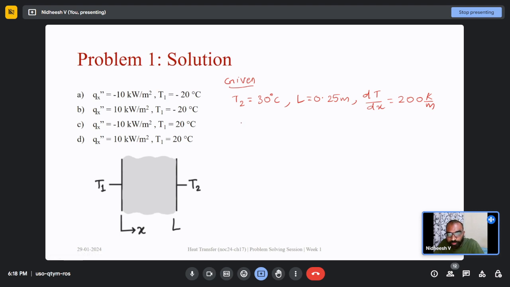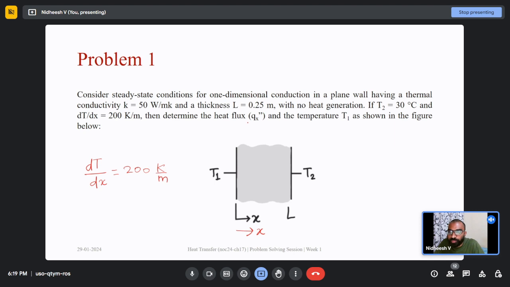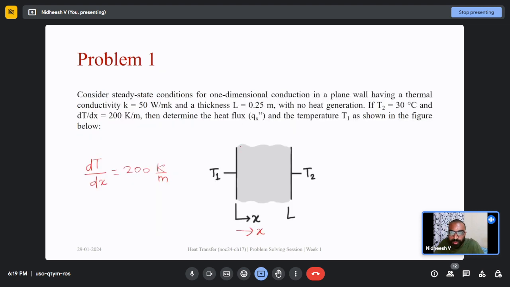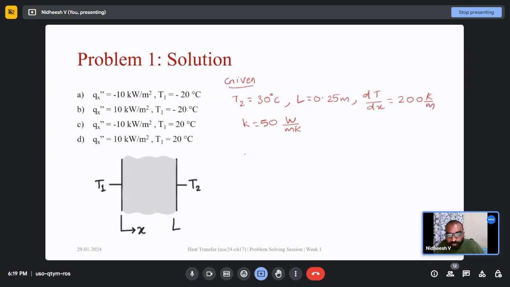Apart from this, we also know the thermal conductivity of the material. Thermal conductivity of the material was 50. What is the unit for thermal conductivity? Watt per meter Kelvin? Yes, right. And we have been asked to find out the heat flux and the temperature T1. We need to find heat flux in the x direction and temperature T1.